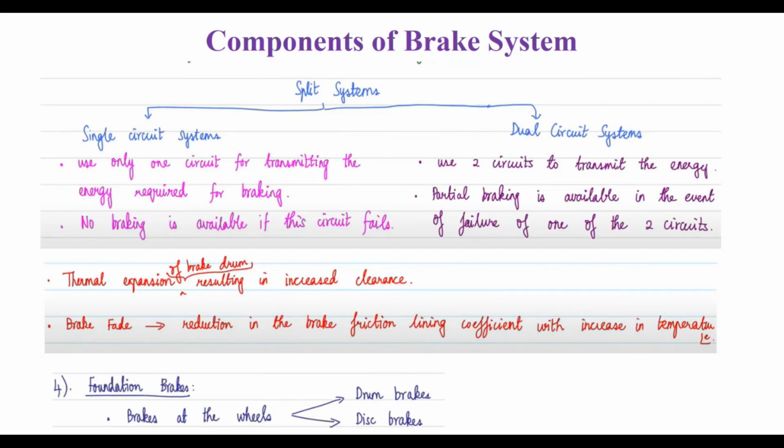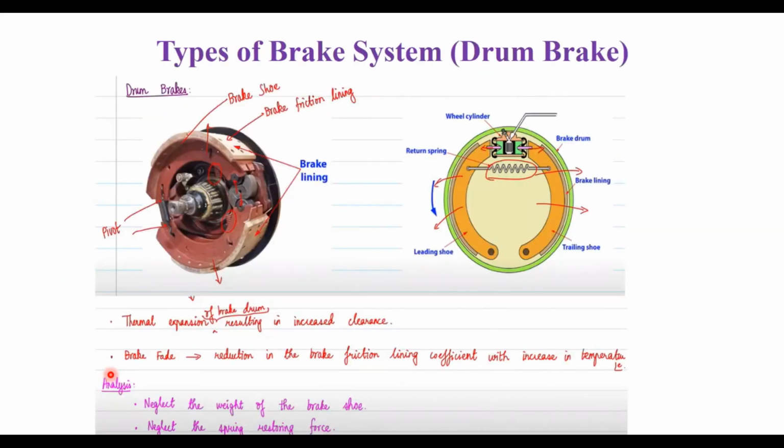where there is going to be a reduction in the brake friction lining coefficient with the increase in the temperature. And the next important thing is the foundation brake, which is nothing but the drum brake and disc brake, which are the brakes used at the wheels. Now, the first thing we will see is the drum brake.